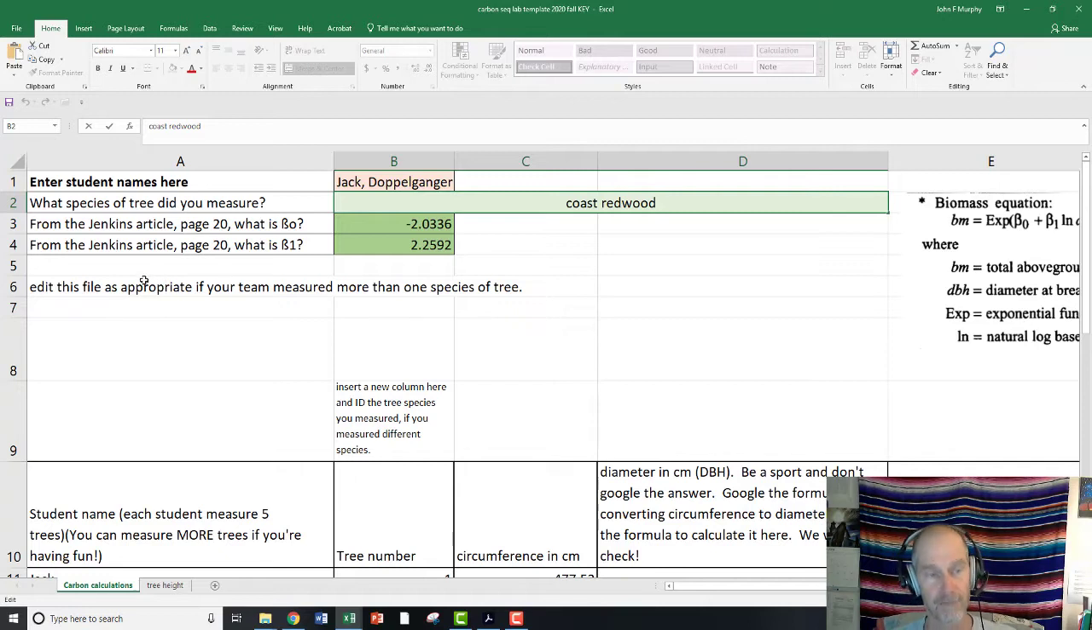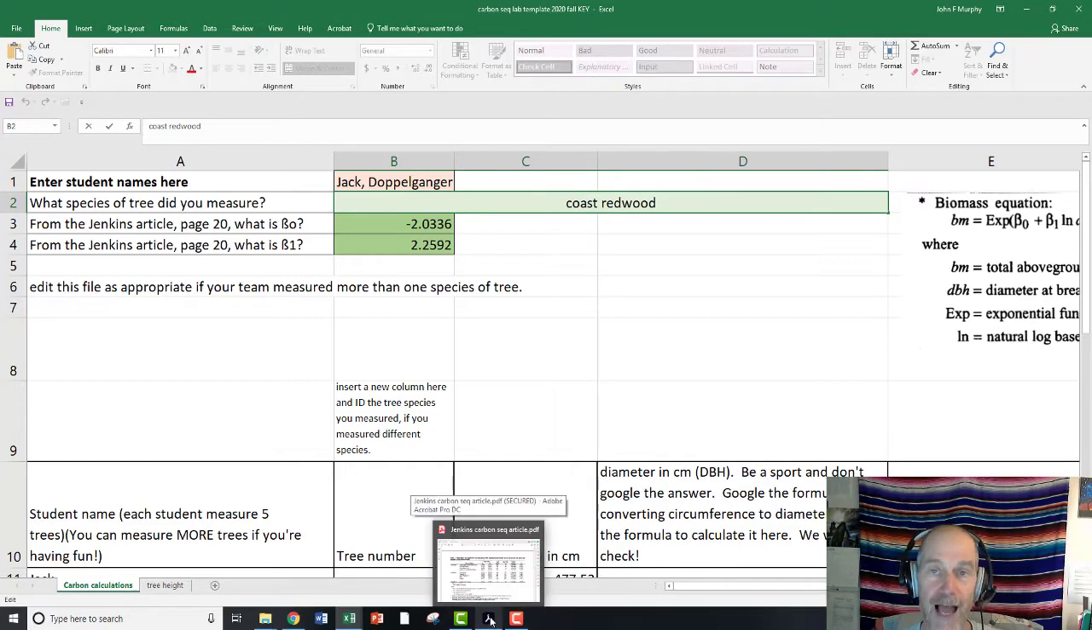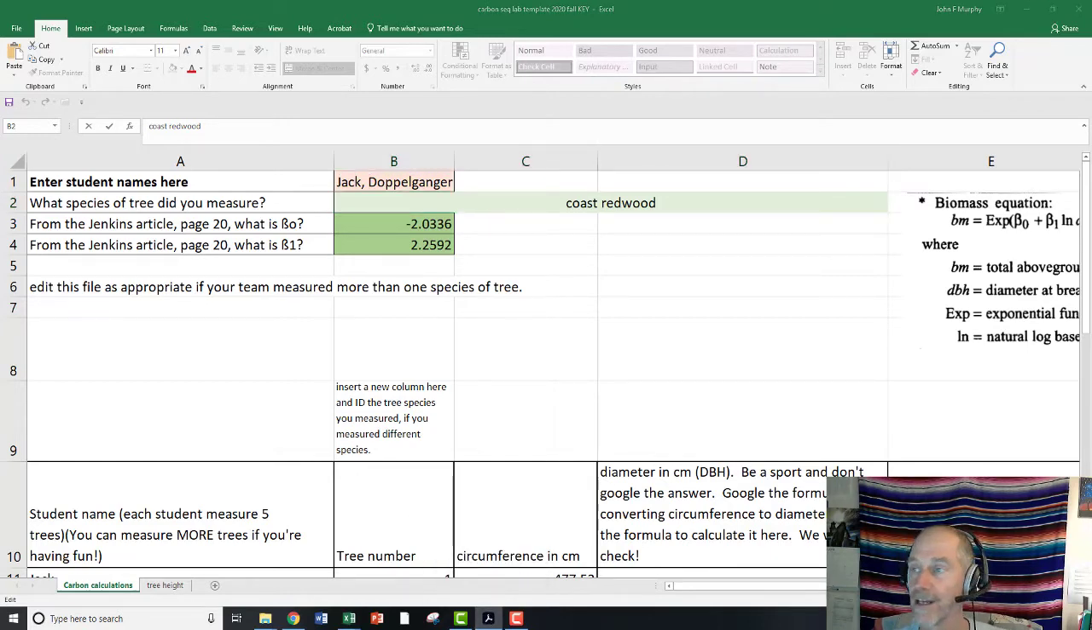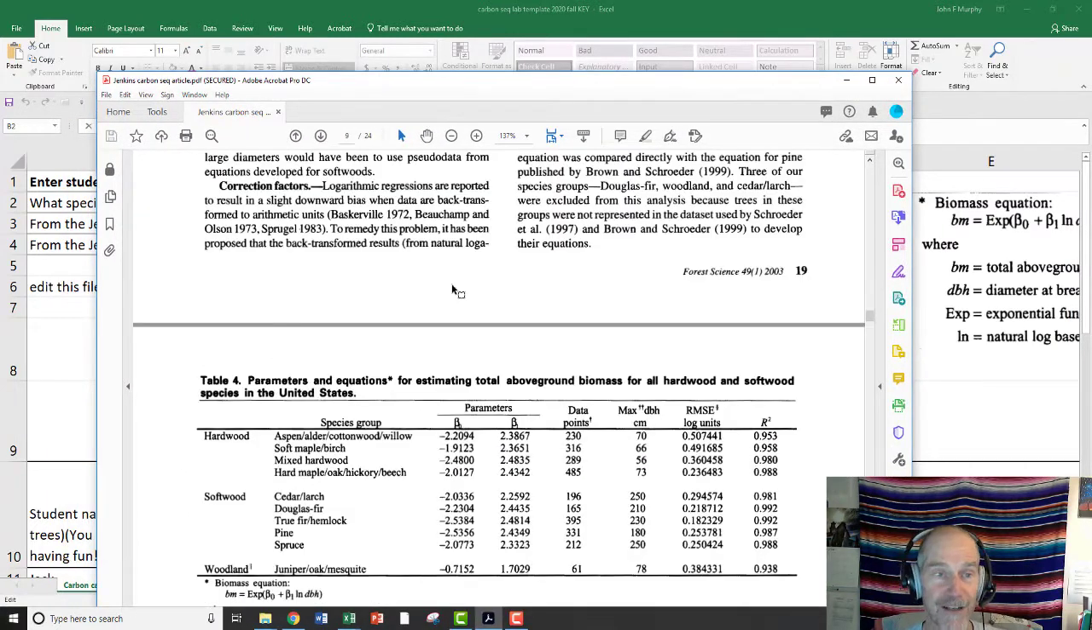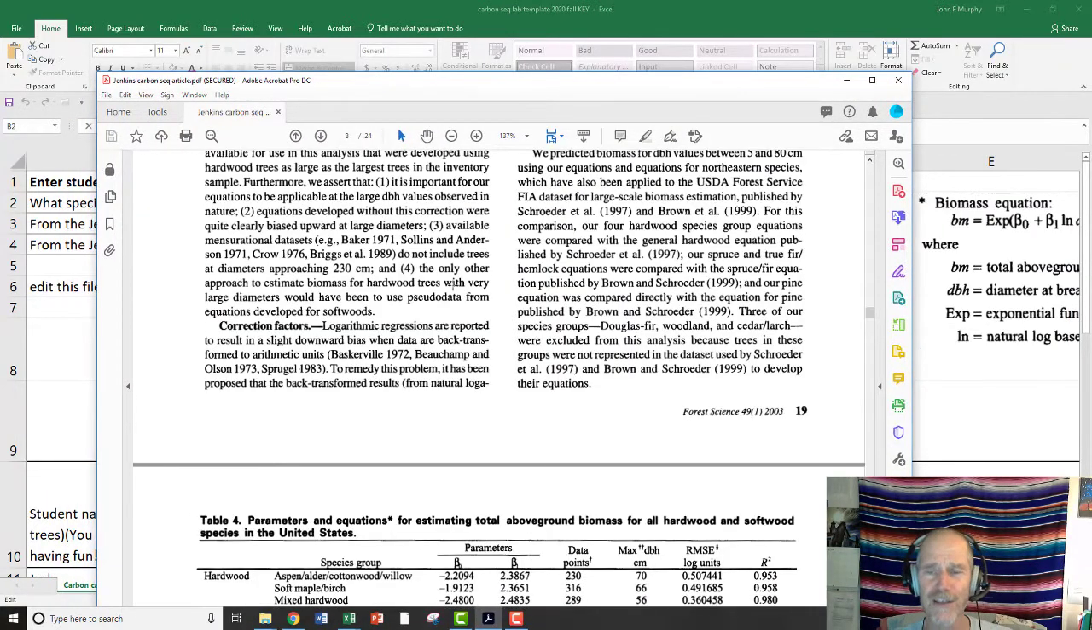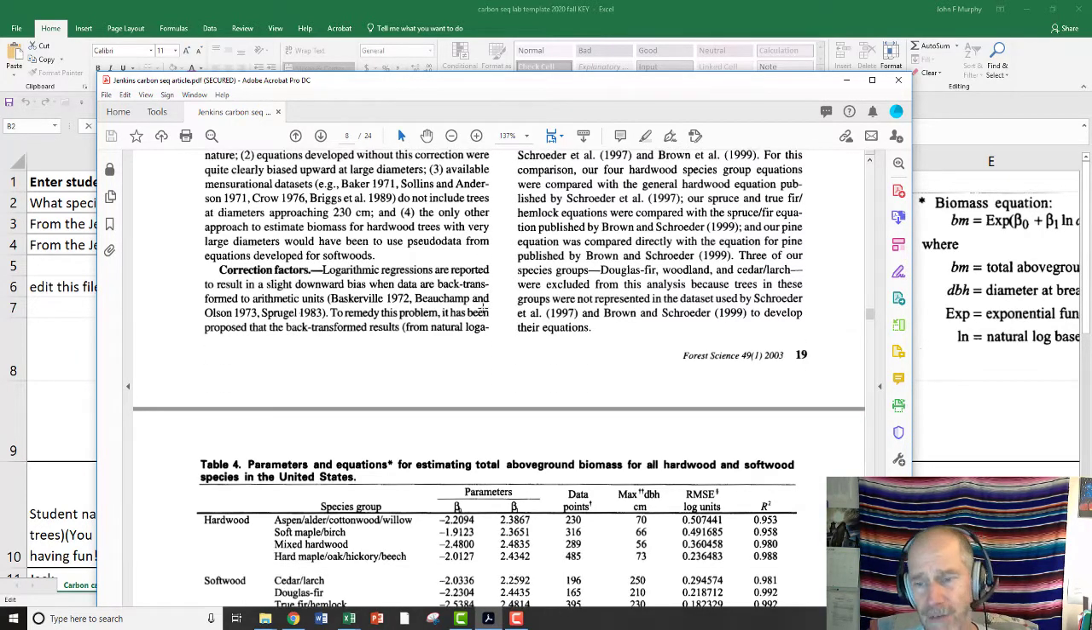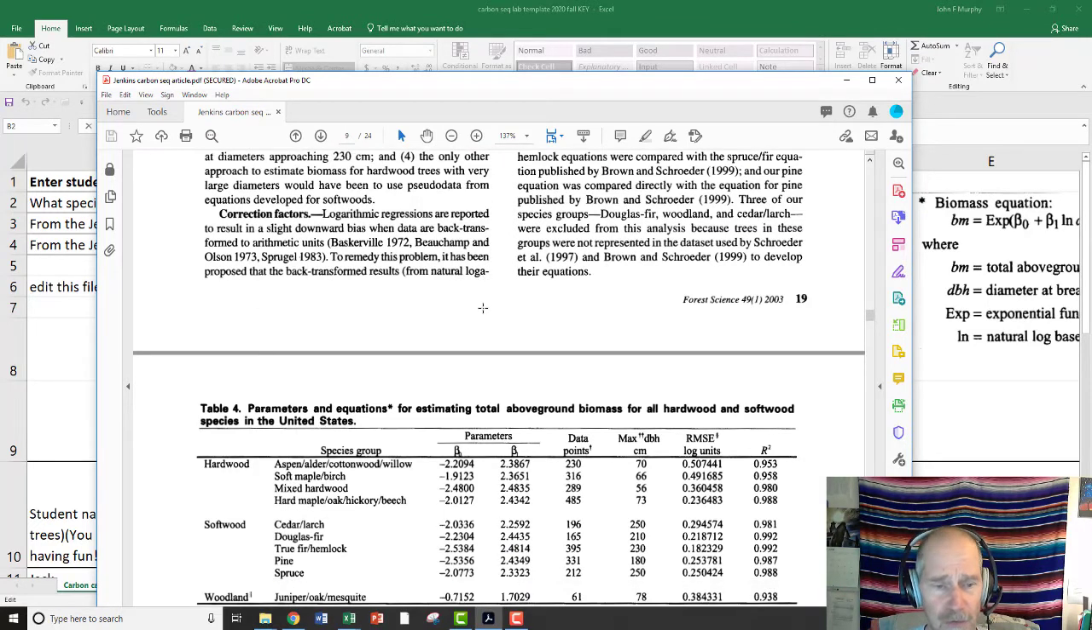And then it says, from the Jenkins article, page 20, what is beta sub-zero? Well, the Jenkins article, hopefully your lab instructor has posted it on Canvas. It's also on the lecture Canvas, or should be. And look, here it is. I love this article so much. They did so much wonderful work. This is such an amazing article, so useful. Even though it was published almost 20 years ago, this is useful stuff.